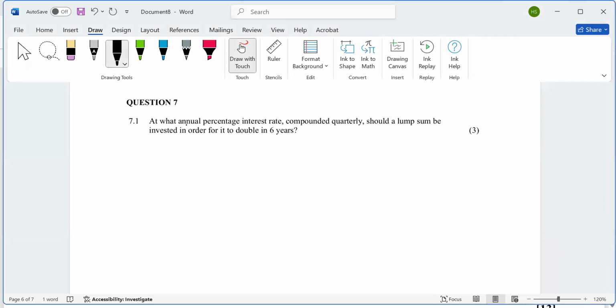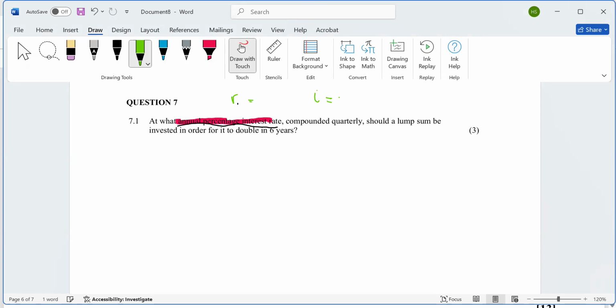7.1 At what annual percentage interest compounded quarterly should a lump sum be invested in order for it to double in 6 years? So let's highlight this story here. They are looking for R, because they are saying annual interest as a percentage. This one is R, it's not I. There is R, and then there is I.